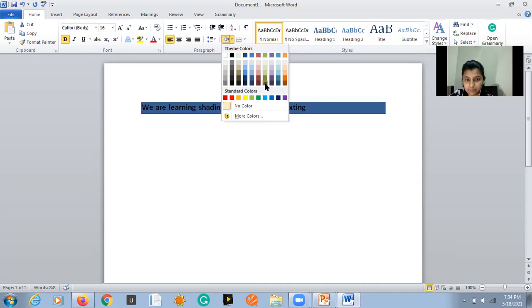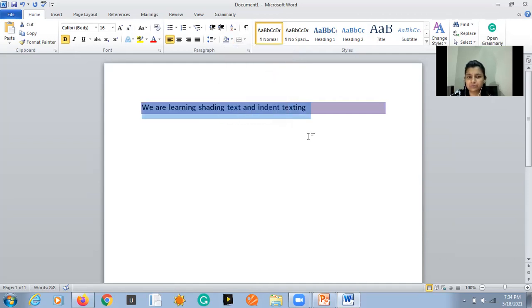Okay. Let me give some bright color so that you can also read the text. Let's suppose we have given the purple option. Now we are clear with the shading text. This could be the heading for the paragraphs or text. What about the next option we were talking about?